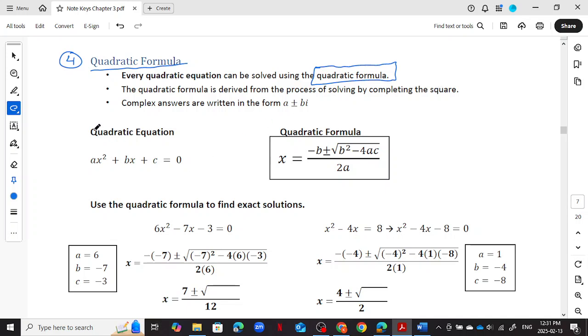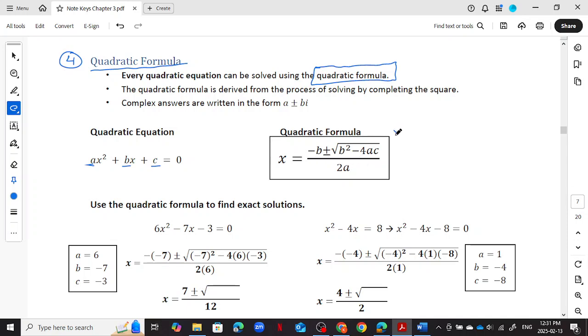A quadratic equation is in the form ax squared plus bx plus c is equal to 0. The quadratic formula uses the coefficients and the constant and puts them in here, and you get x equals negative b, so the opposite sign of your middle coefficient, plus or minus the square root of b squared minus 4 times a times c, all divided by 2a.